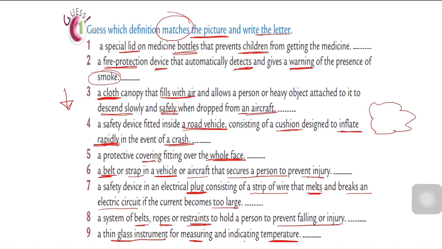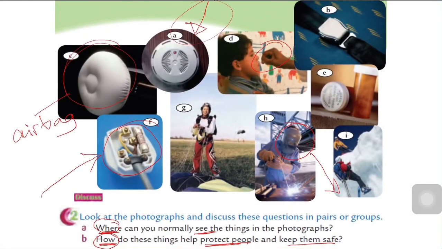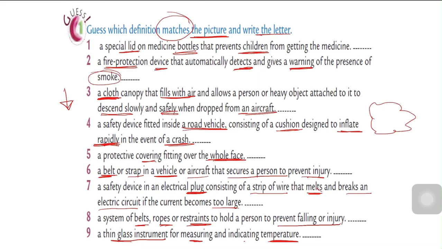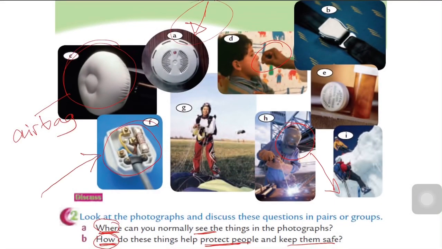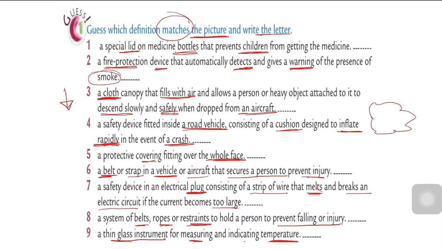The next exercise, number 1, we need to match the picture as we have now with the letter. So here we have C, A, D, B, E. These are the pictures. We need to know their definition. So, for example, the first one: special lid on medicine bottles that prevents children from getting medicine. If we look here, this picture of a medicine, and this part is the lid. We call it the lid. So, as you can expect, this is the answer.